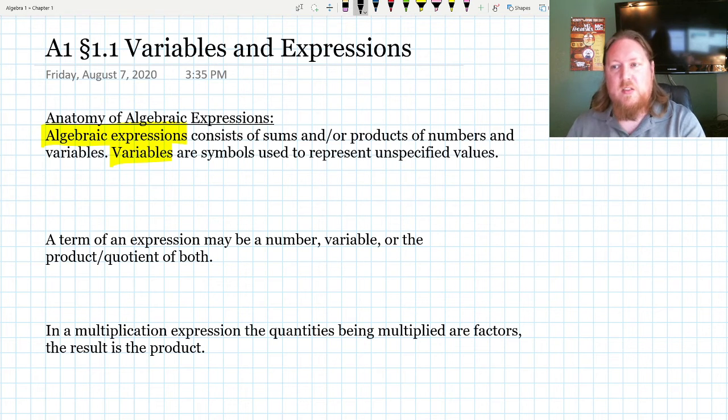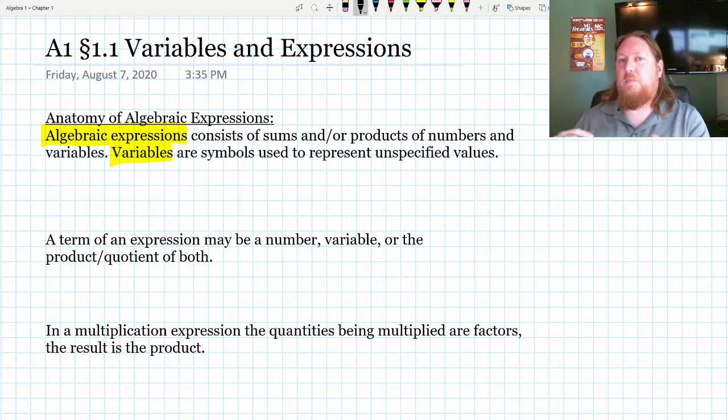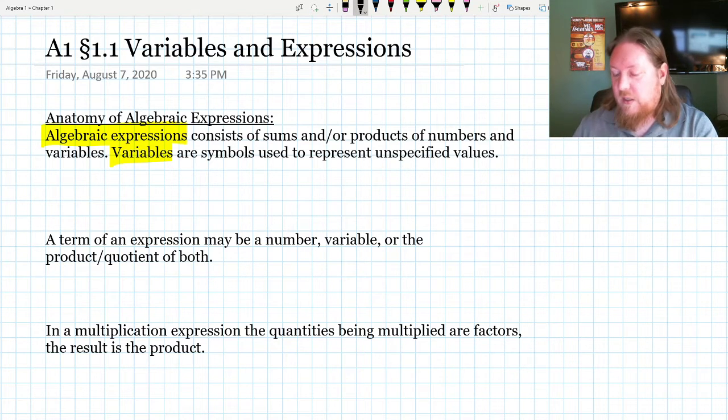It's kind of like a placeholder for some value we may not know yet. Maybe we do know it, and we're just putting it in there so that we can change it later. There's all kinds of different reasons why we have variables like x or y, but like 4x is an algebraic expression.